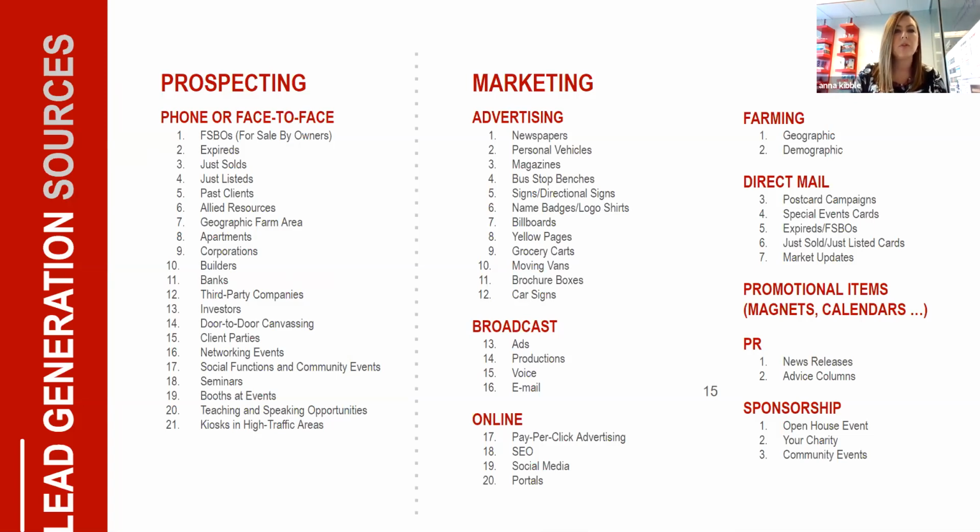1 is for sale by owners. 2 is expireds. Prospecting around just listeds and just sold, so you can do some circle prospecting inside of a geographic area, right, to share with the neighbors that, hey, this home just sold for top dollar in the neighborhood, or 123 Main Street's just been listed this weekend. Who do you know who wants to move into this neighborhood that you love so much, right?